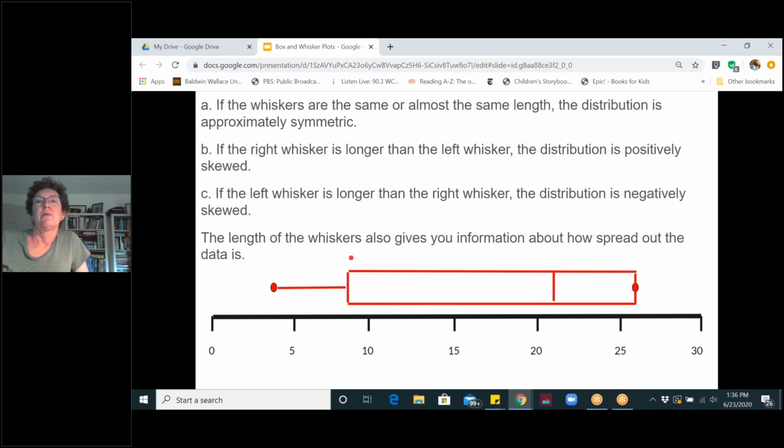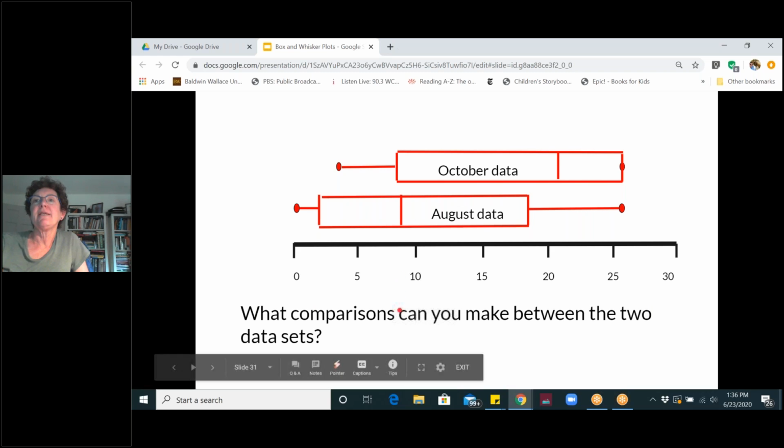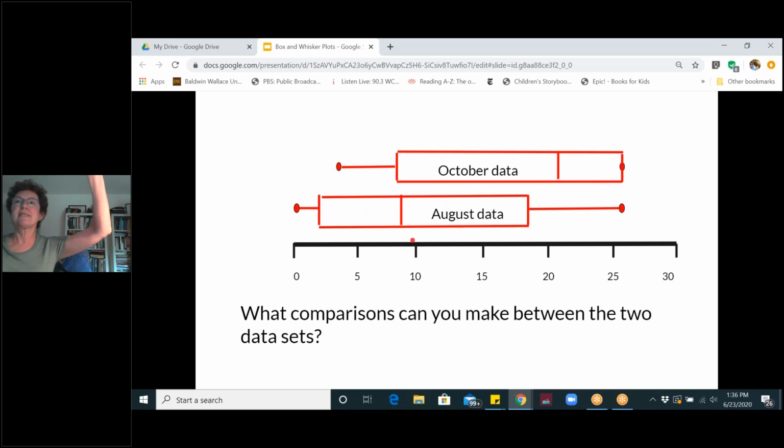Okay, let's look at the next one. So here we're comparing these two data sets. So this is what it looks like. We frequently put box and whisker plots on the same scale so that we can compare the data. So just looking at this, what comparisons can you make?